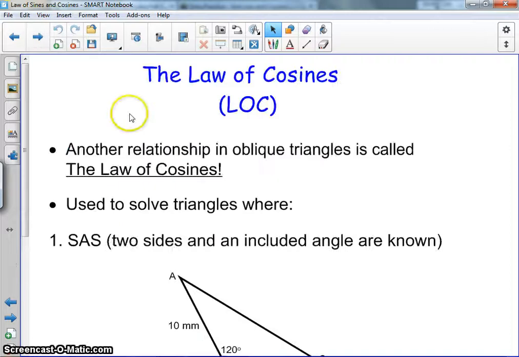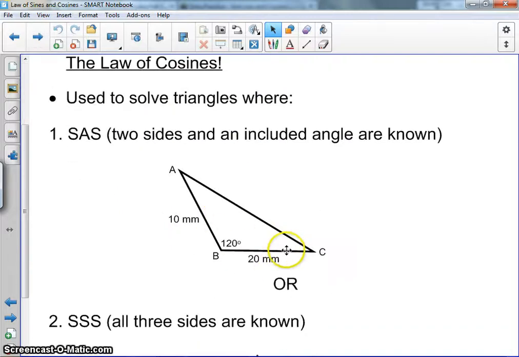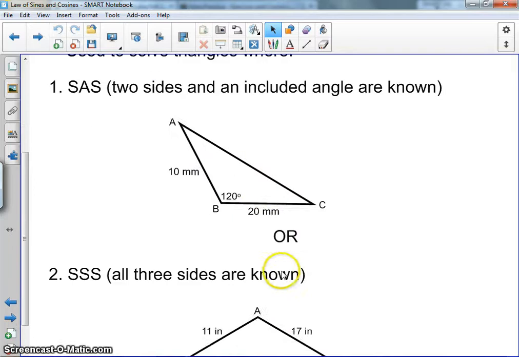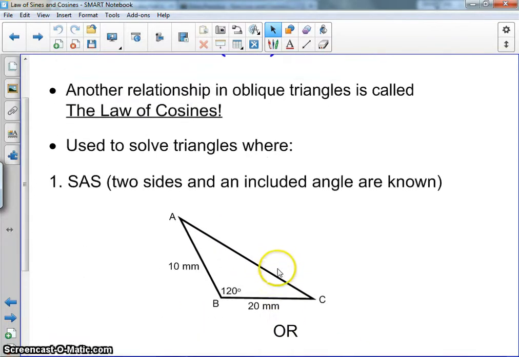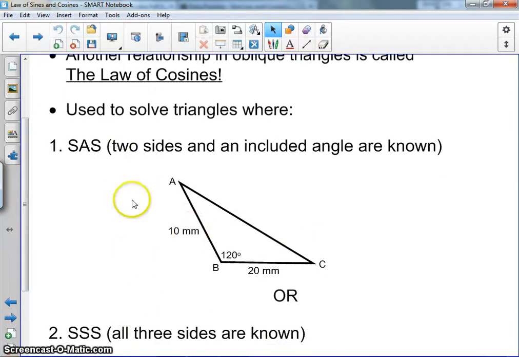But now in the law of cosines, it's different. There's no way that you're going to be able to get a pair, especially in a side-side-side triangle. There's no way that you can do that. That's how you're going to know when to use the law of cosines, if you're not given a pair. We're going to look at an example of each of these kinds of triangles.